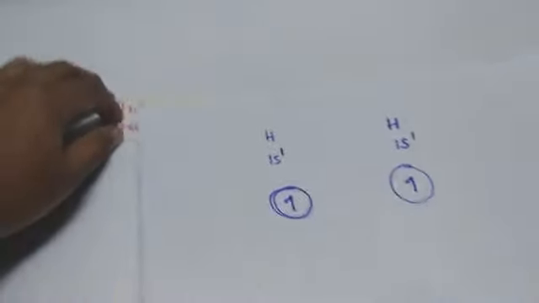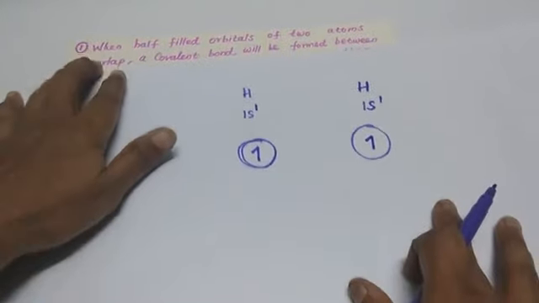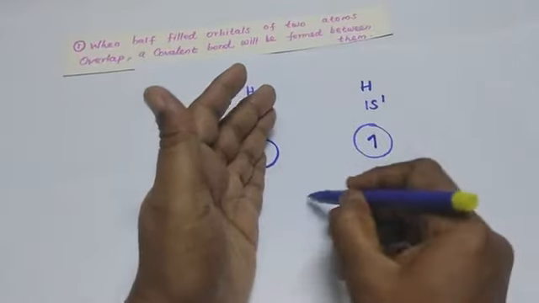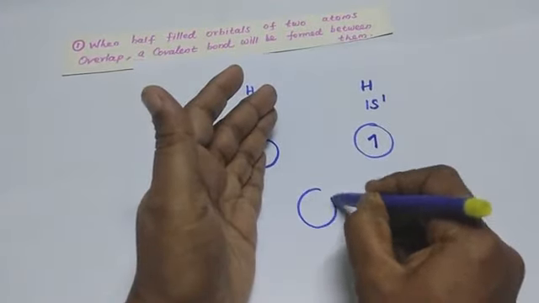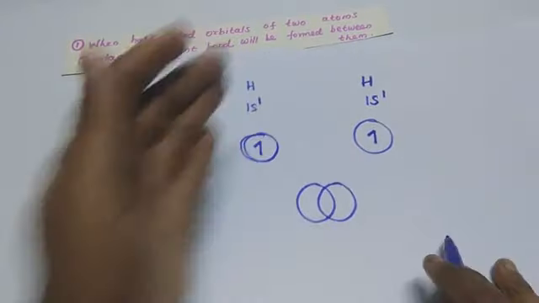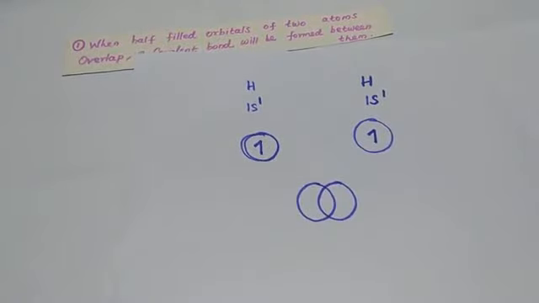Now these two half-filled orbitals of the hydrogen atoms, what are they going to do? They are going to overlap. They are going to combine with each other. This is only the first feature of valence bond theory. So due to this overlap, what bond will be formed, students? A covalent bond will be formed.